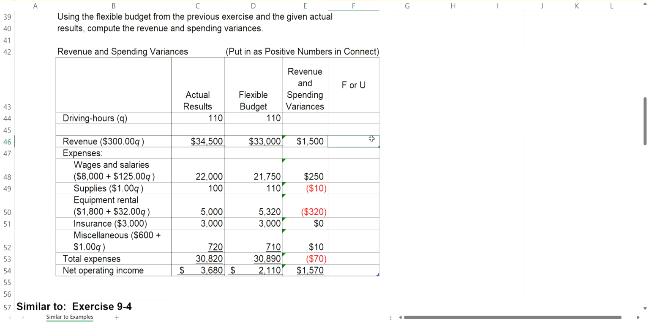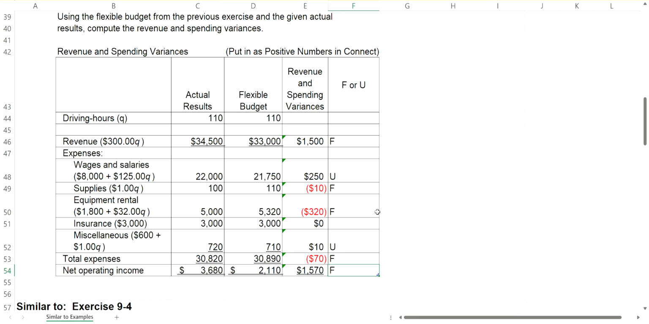Okay, so let's start with revenues. A positive revenue or net income is favorable, so that's favorable. That's favorable. Now let's go to expenses. A positive is unfavorable, so that's unfavorable and unfavorable. A negative means you actually save money, so that is actually favorable. So these would be favorable.